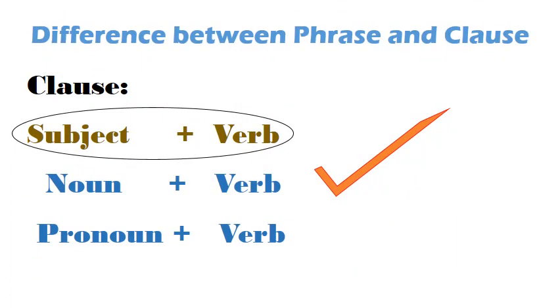But the first question is, what is the difference between a phrase and a clause? Well, there is a simple way to identify it. A clause comes with an arrangement where there is a subject followed by a verb. What we mean here is that a clause has a pronoun or a noun which is immediately followed by a verb.